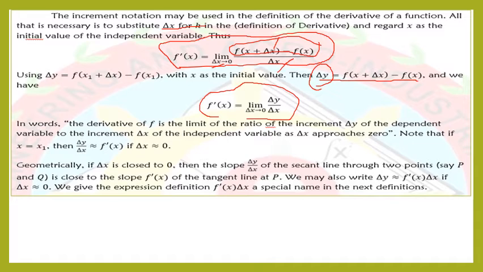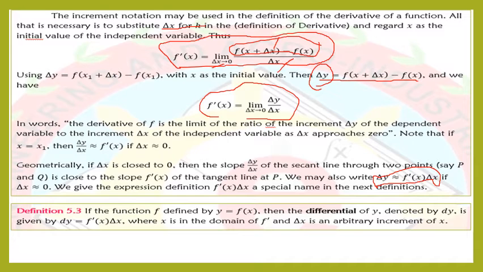So geometrically, if delta x is close to 0, then the slope delta y over delta x of the secant line through 2 points, say P and Q, is close to the slope f prime of x of the tangent line at P. So we can also write delta y approximately f prime of x times delta x if delta x is approximately equal to 0. We give the expression f prime of x delta x a special name in the next definition.